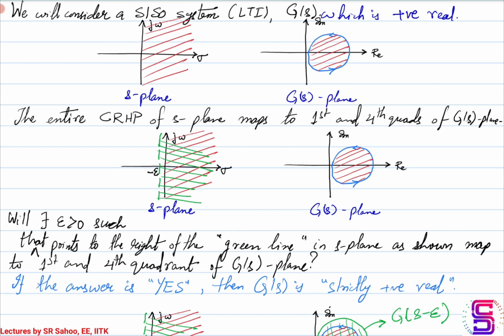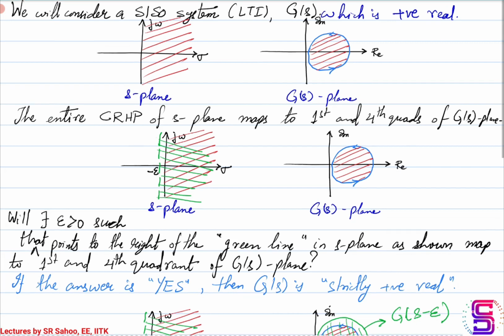Okay, so this is depicted in this sketch. In the first sketch, the red shaded region of the S plane maps into the red shaded region in the G(s) plane, and the j omega axis of the S plane maps onto the Nyquist plot, which is shown in blue. Hypothetically, this is for some positive real transfer function G(s).